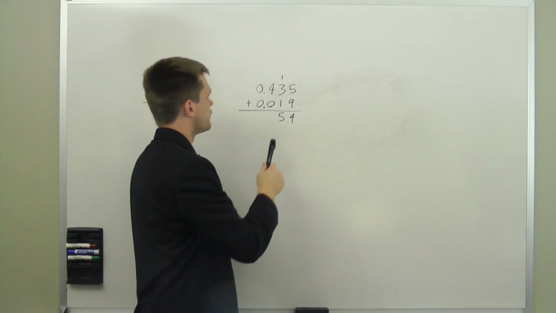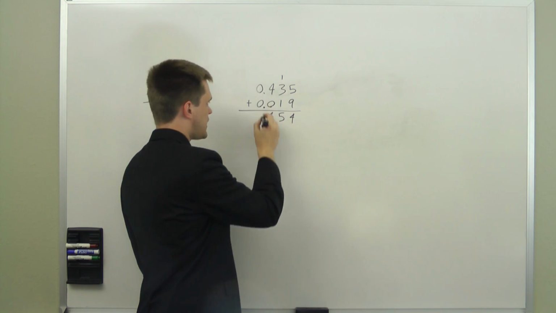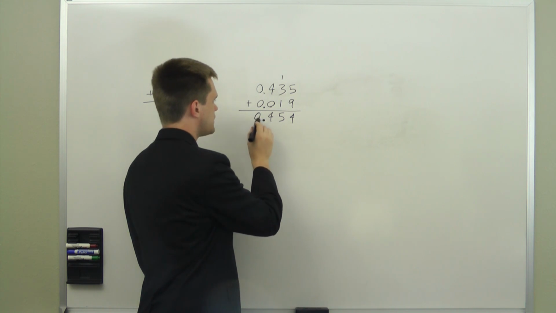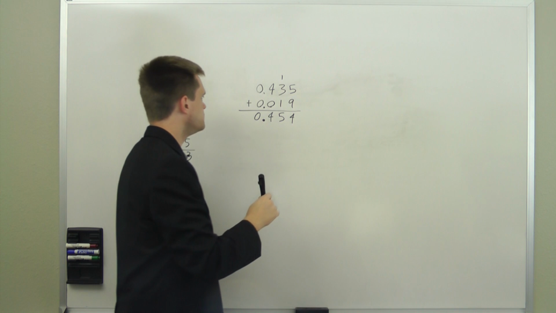And then over here we just have 4 and 0, so we'll write a 4. And so now that we've added these, we need to make sure the decimal point drops in the right spot, and we'll add a leading 0. And so this is addition of decimals.